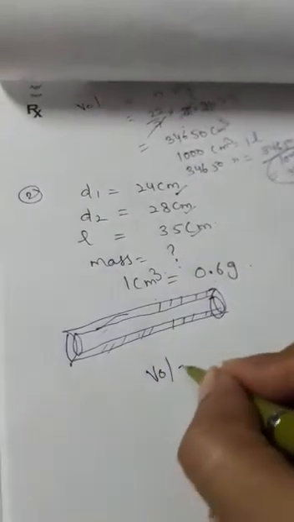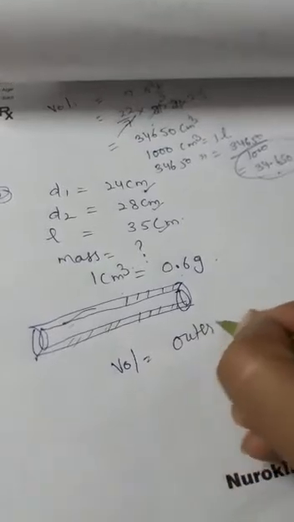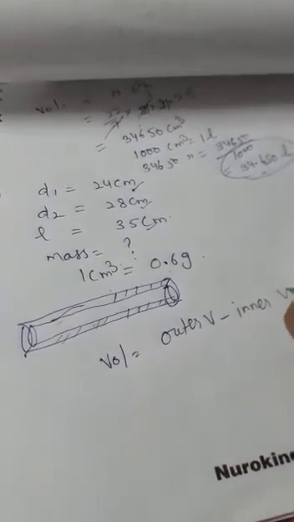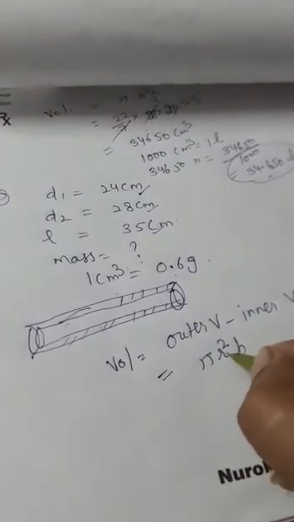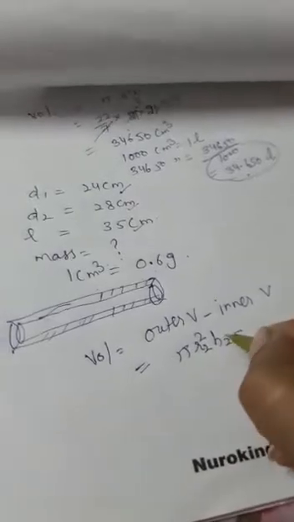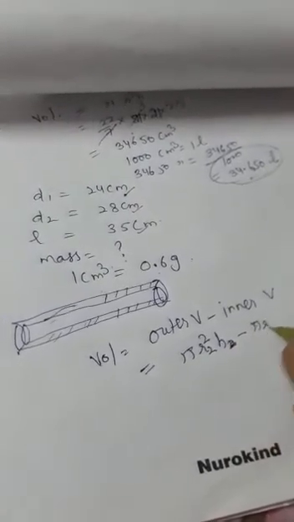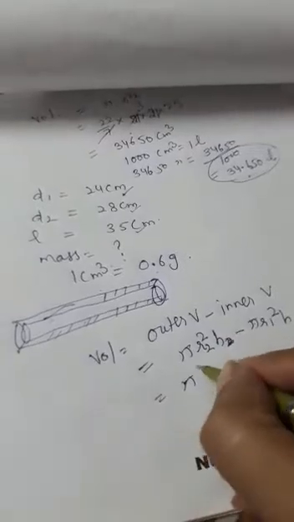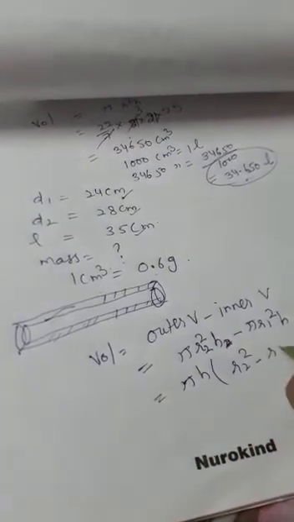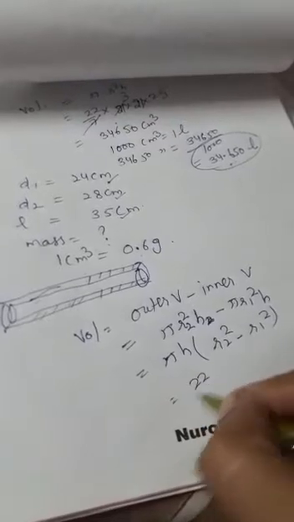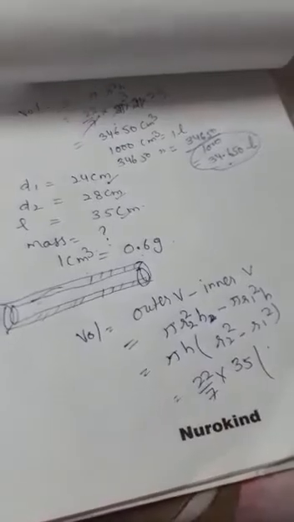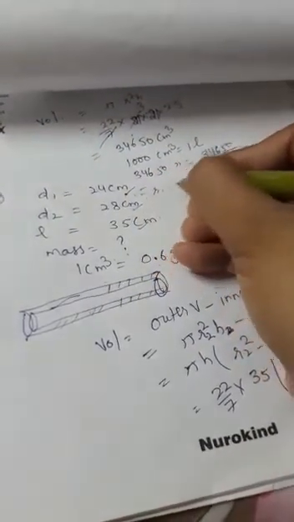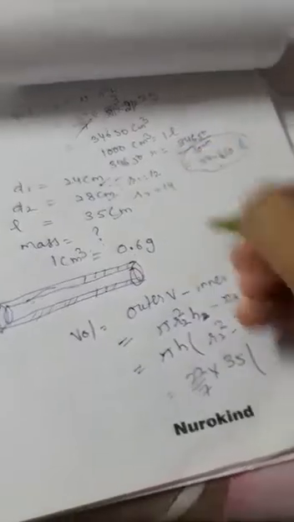So volume of this portion will be outer volume minus inner volume. Outer volume is pi r2 square h and inner volume is pi r1 square h. h is the same in both, so we can take pi h common, r2 square minus r1 square. Pi is 22 upon 7, h means length, that is 35, r is half of the diameter, so r1 is 12 and r2 is 14. Put the values, 14 square minus 12 square.